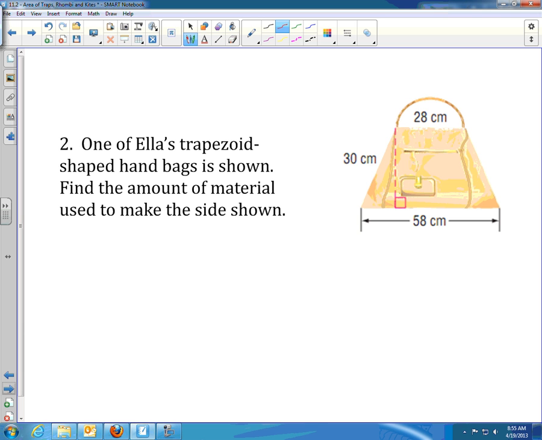All right. Number 2, one of Ella's trapezoid-shaped handbags is shown. Find the amount of material used to make the side shown. All right, so we have our bases, but we need our height. But before we can find our height, we need to know what this bottom portion here is, because we're going to use that right triangle there in Pythagorean theorem. So if I drop down a line here, I know that this distance between my dotted lines is 28, and the other two sides have to be equal. So if I take 58 and I minus out that 28, I'm left with 30. And that 30 needs to be split between these two sides, so this side is worth 15.